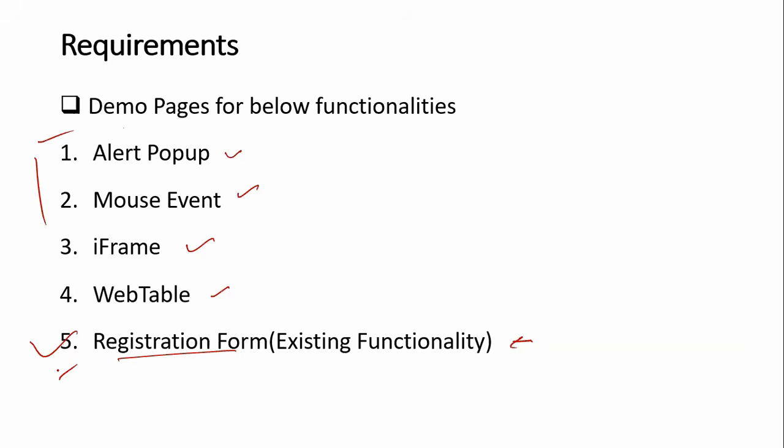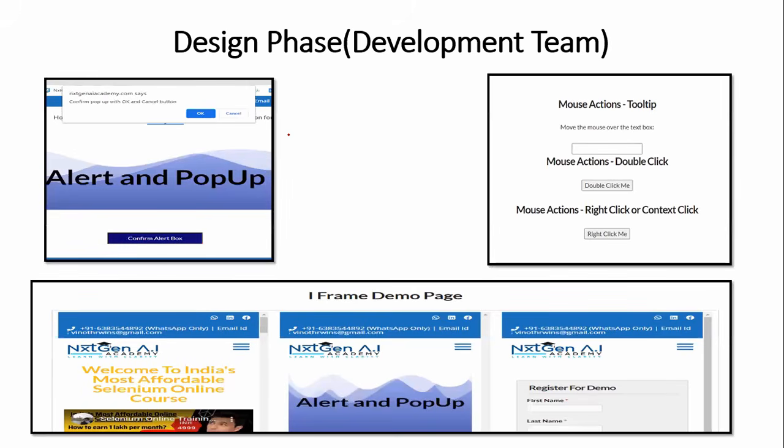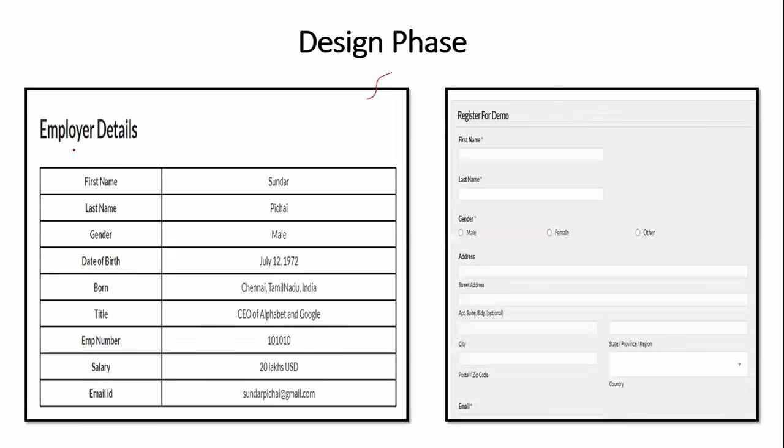For testing, a functional requirement document will be there, so we will have an idea about what that alert is, what mouse event or iframe is. From here, some documents will come. This is a very simple snapshot or screenshot of each requirement. If you click on this confirm alert, you will get a pop-up, and you have to handle OK and cancel. Then you want to double click or right click, or you have an iframe, meaning multiple web page views in the same page. Employee details is an existing feature.